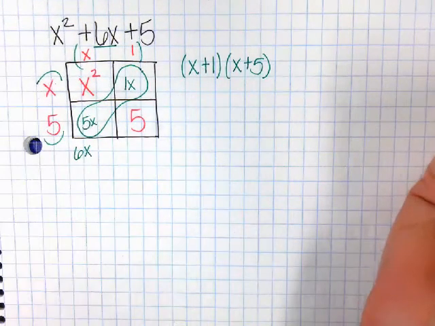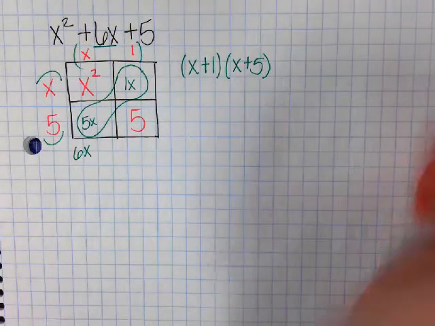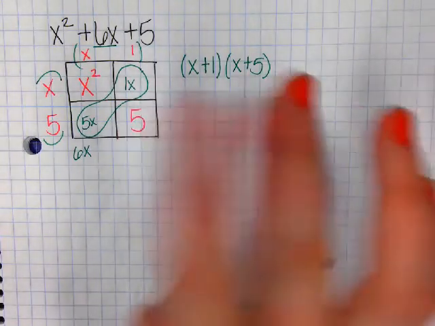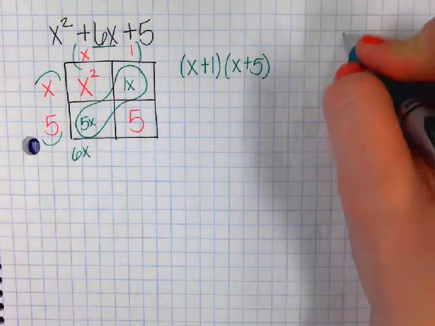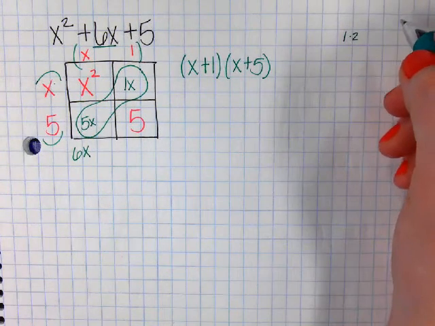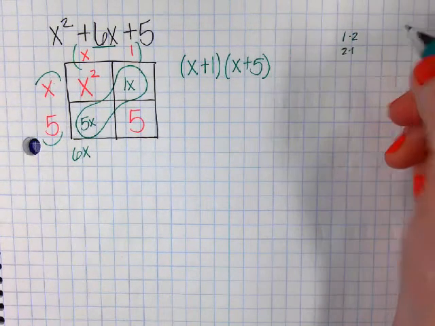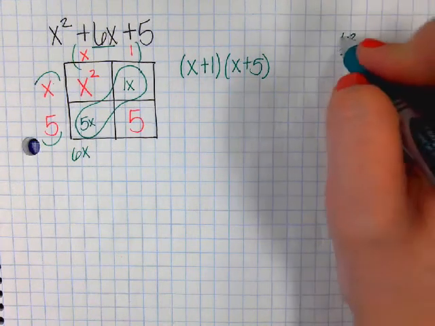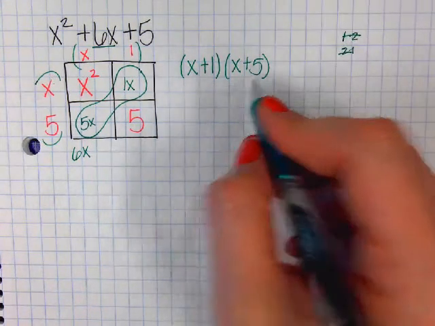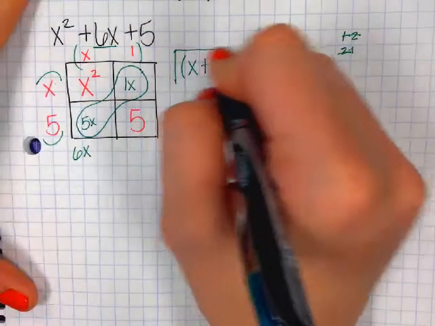Now, it does not matter the order that you write these in. Even on your assignment, I have them written in both orders. The reason why, and this is just a little side note, what is 1 times 2? 2. What's 2 times 1? 2. It doesn't matter what order you multiply in. So it doesn't matter what order you write these in. So this is our answer right here.